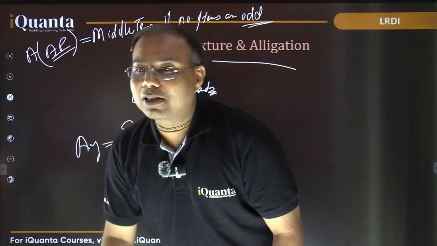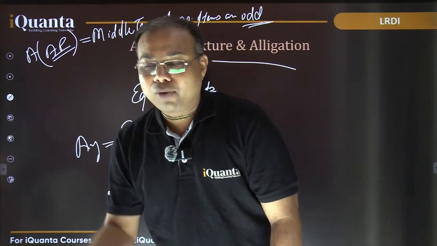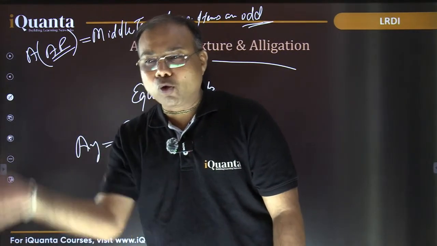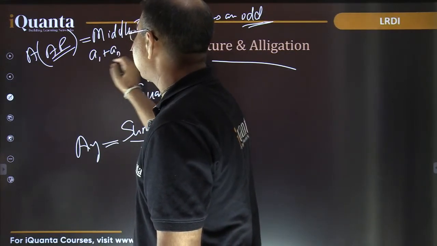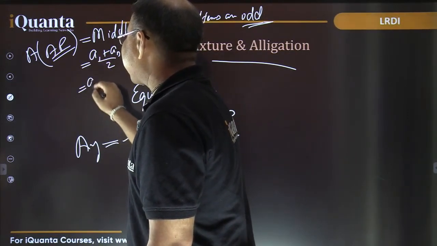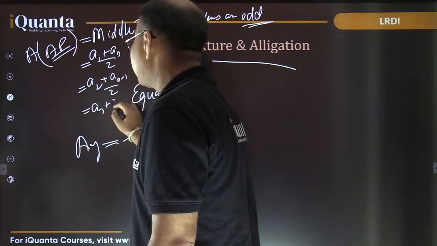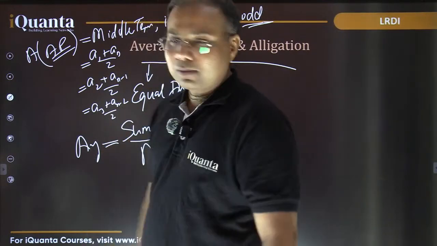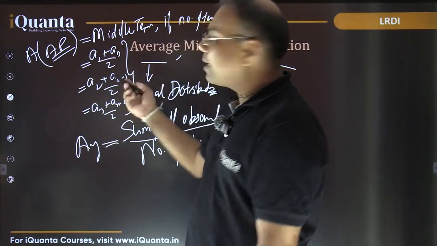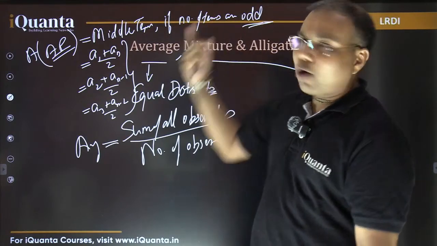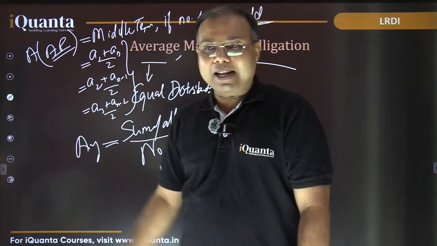Yes, Jatin Rajput, that's perfectly fine. First term plus last term by 2, or second term plus second last term by 2, or third term plus third last term by 2, and so on. Exactly. And this is valid in all cases, whether the number of terms is odd or not, whatever be the case. So the average of an AP can be figured out like this directly, fast.